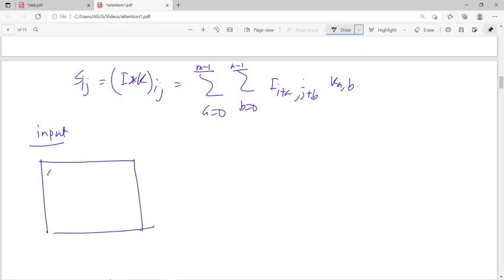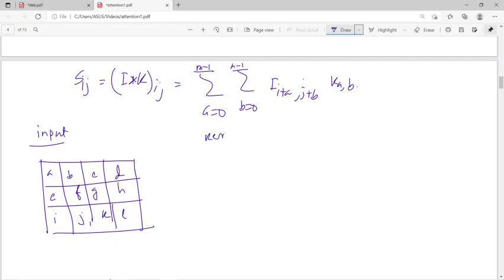If we say the input is like a b c d, e f g h, i j k l. That is a simple toy example, and this is the kernel. You can say this is the kernel, or the weight, or the filter, whatever it may be, and say the filter is W X Y Z.